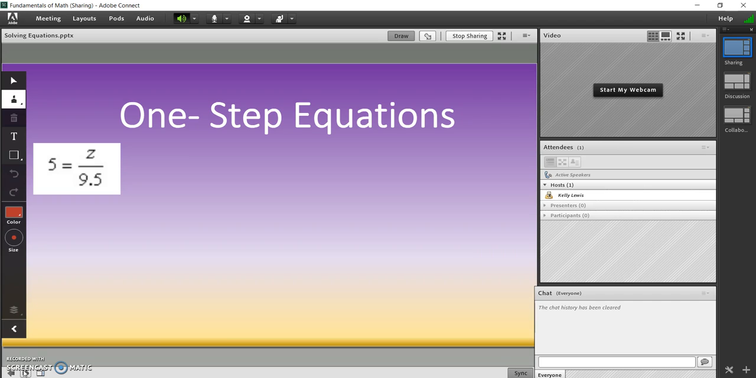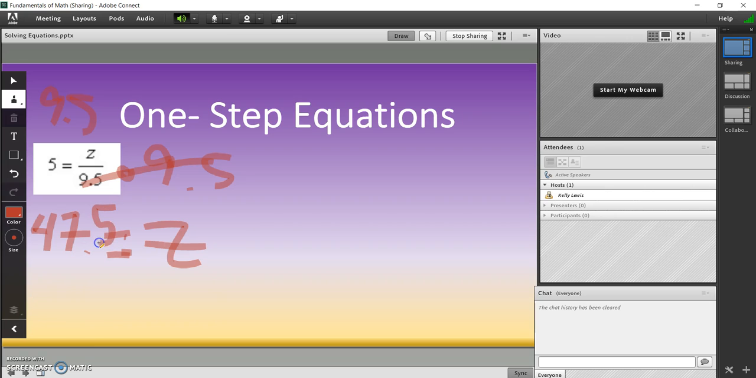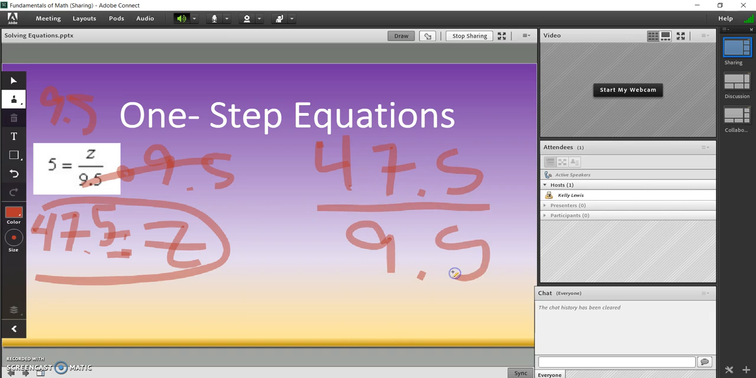Your calculator will tell you 3.5. Excuse me. All right, this 9.5 is being divided. The opposite operation of division is multiplication. So I'm going to multiply everything by 9.5. I'm going to get z. These guys will cancel. And in my calculator, I'm going to do 5 times 9.5. I get 47.5. Okay, let me check it. 47.5 divided by 9.5 in my calculator says it's 5, so we're correct.